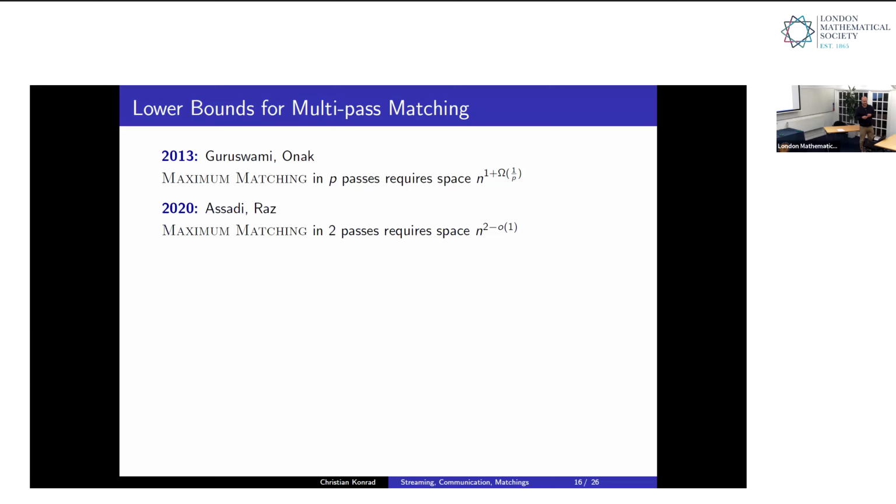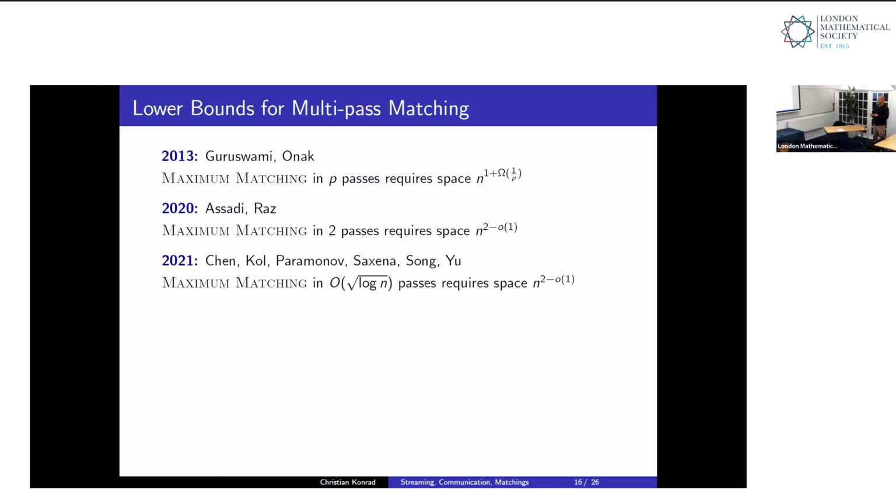And then 7 years later, we have the first lower bound that said, if you want a maximum matching in 2 passes, then it doesn't degrade as 1 plus 1/p. We require basically still space n squared. So even if you have 2 passes, maximum matching doesn't become significantly easier. This moved on to another result that basically showed that even if we have up to square root of log n passes, you still need basically space n squared. So maximum matching is just hard, the exact version of the problem.